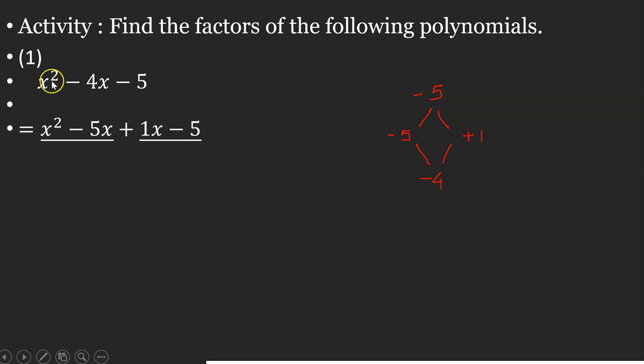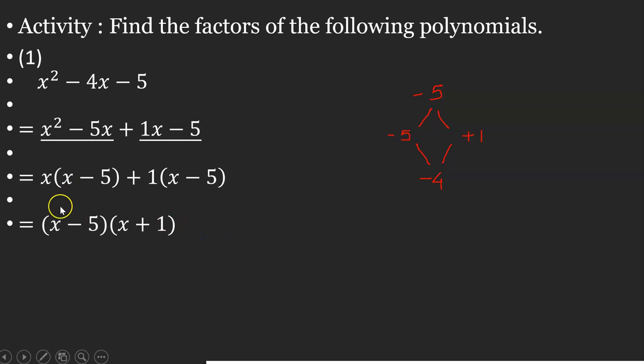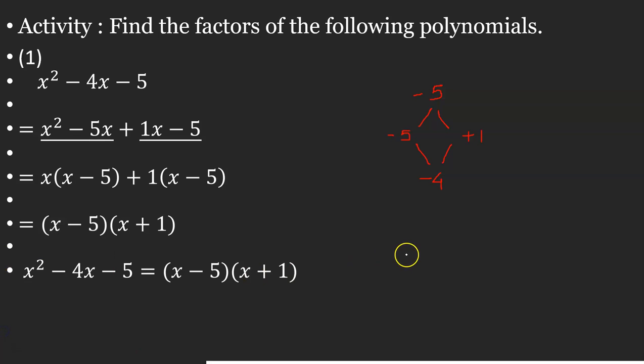या प्रकारे आपण लिहित होतो x square minus 4x कसे लिहिला minus 5x plus x minus 5. Now take the x common from these two, then in bracket you will get x minus 5, 1 from these two, that is 1 in bracket x minus 5. Take x minus 5 as a common, then what are the remaining terms in bracket x plus 1, and here the factors of x square minus 4x minus 5 are in first bracket x minus 5 into x plus 1. Okay.